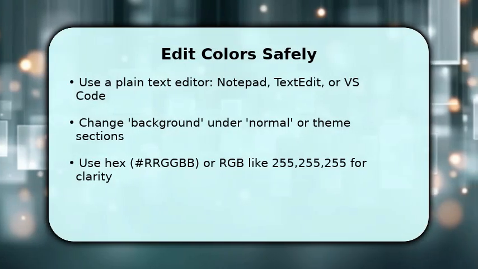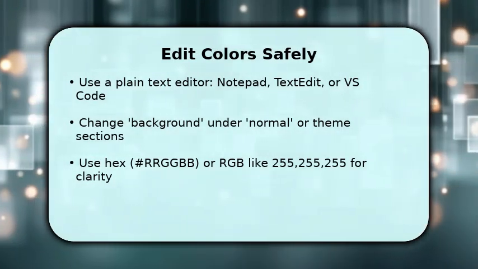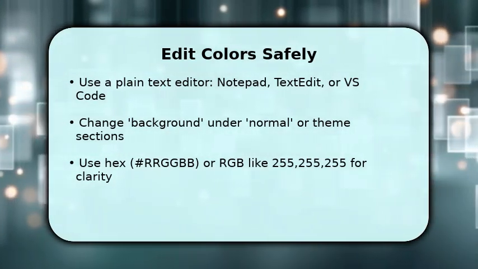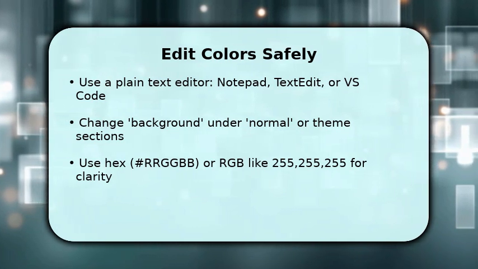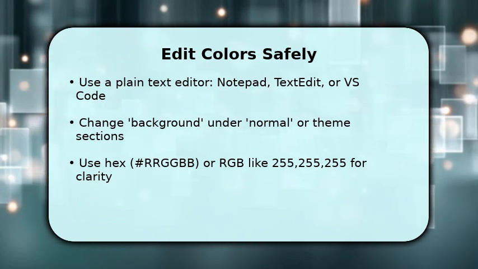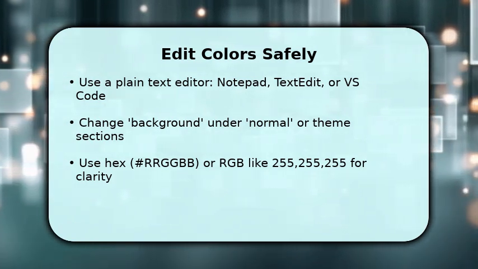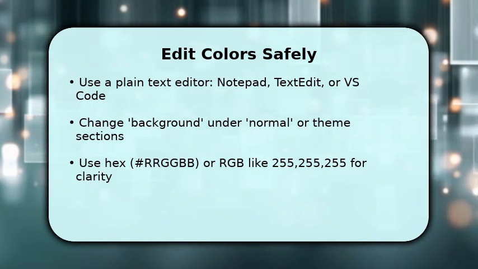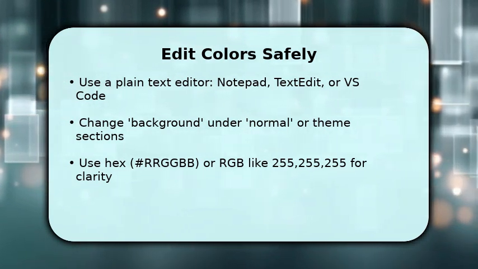Now open config-highlight.cfg with a plain text editor and find the section for the theme you want to change, typically labeled normal or the theme name. Edit the background value using a hex code like #282C34 or numeric RGB. Hex is consistent across platforms.